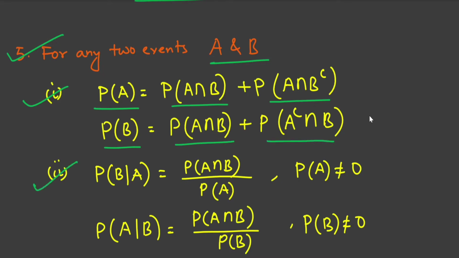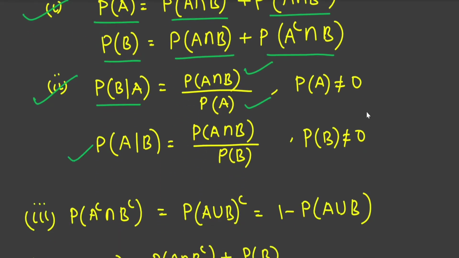Number 2: probability of B given A is equal to probability of A intersection B divided by probability of A, and probability of A intersection B is equal to probability of A given B times probability of B. From this result, the multiplication theorem of probability will come. We will discuss it in the next video.